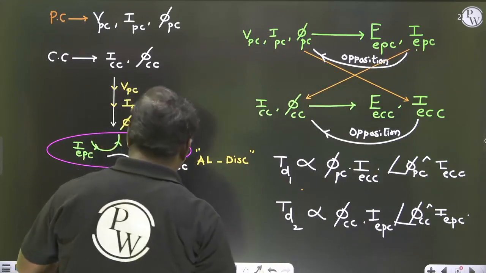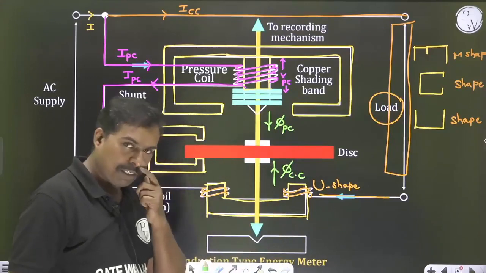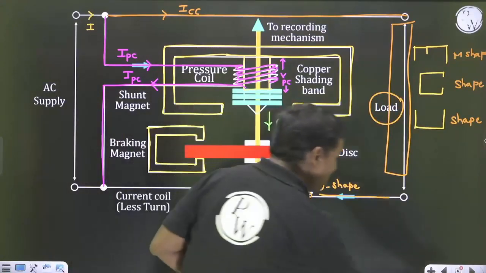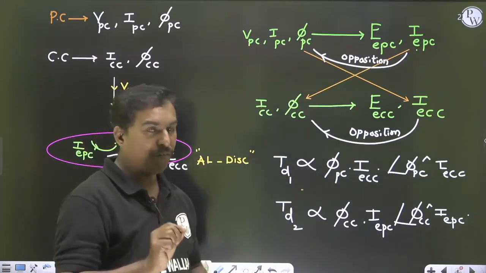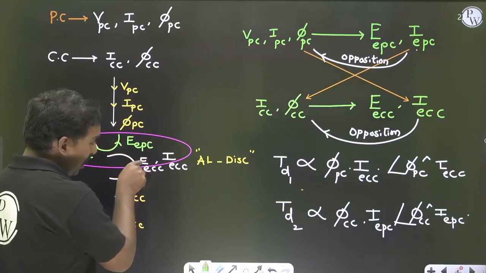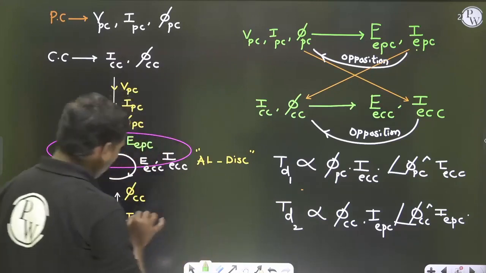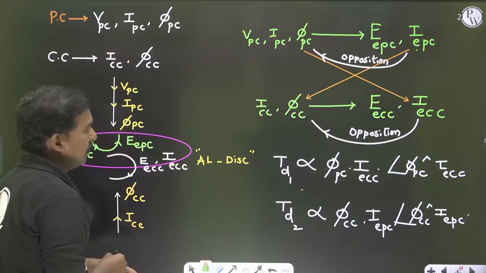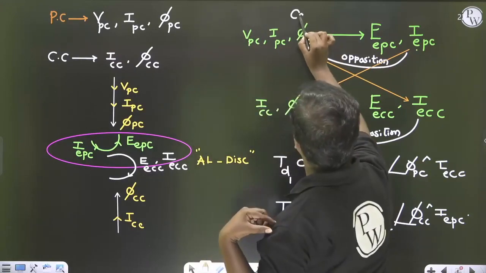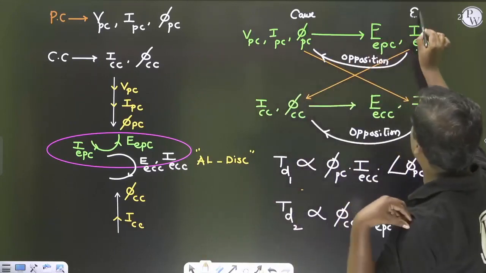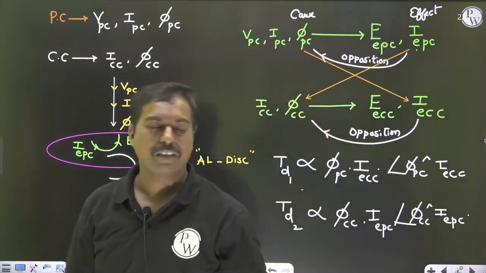The next thing, from the bottom, let us see. From the bottom, which current is traveling? Current passing through the current coil is creating flux in the current coil. So this flux in the current coil is going to induce some eddy EMF. This eddy EMF due to current coil causes eddy current due to current coil. Now this is the cause and this is the effect. Always remember, dear, this is the cause, this is the effect. So the effect will always oppose the cause, that's what happened here.